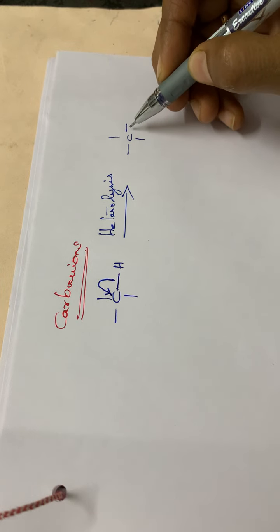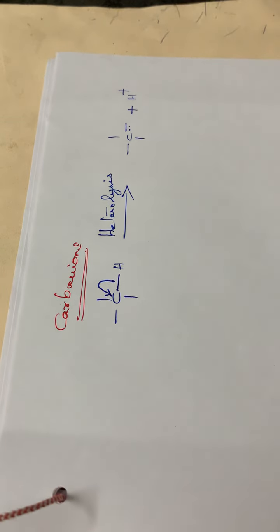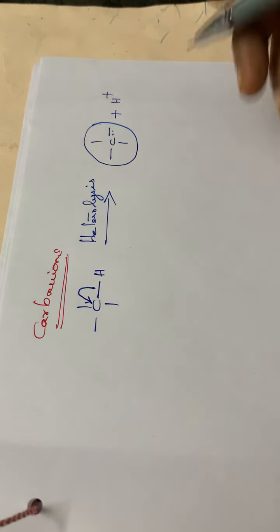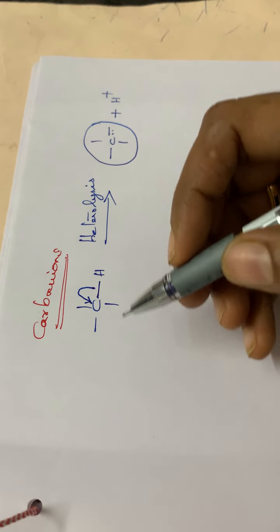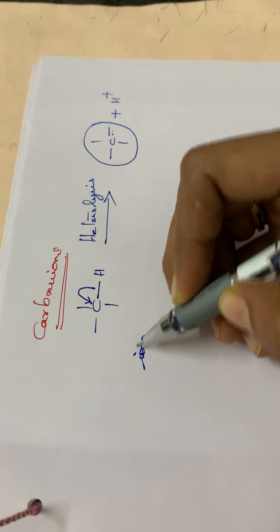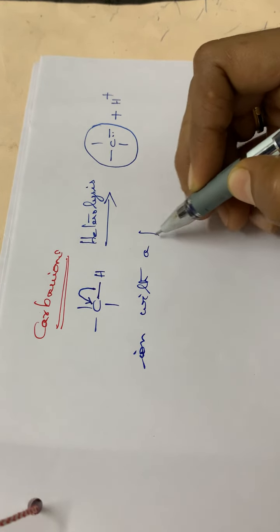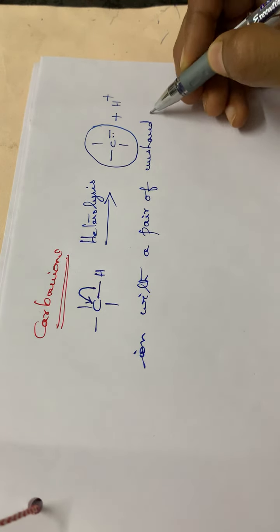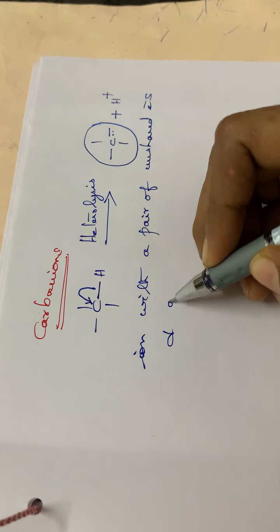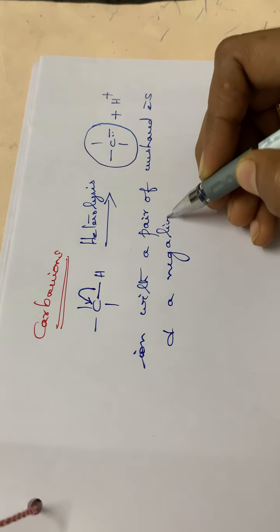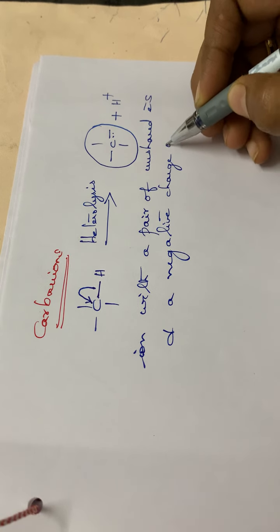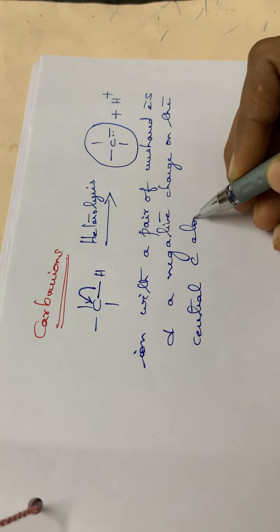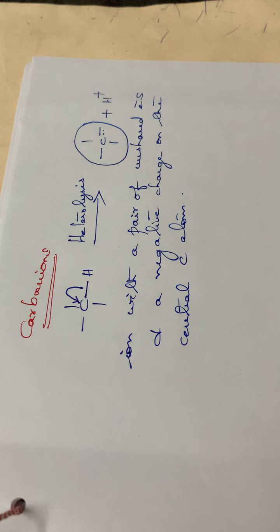C minus with an electron pair, plus H plus. So this is the carbanion, carbon carrying a negative charge. We can write the definition for carbanion as an ion with a pair of unshared electrons and a negative charge on the central carbon atom. So that is what is called a carbanion.